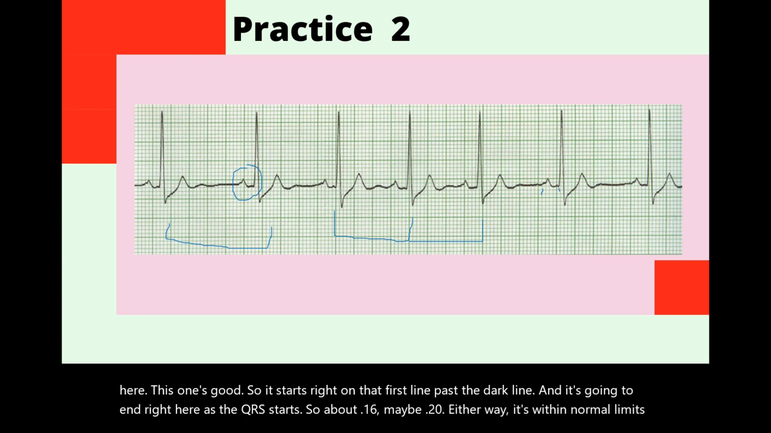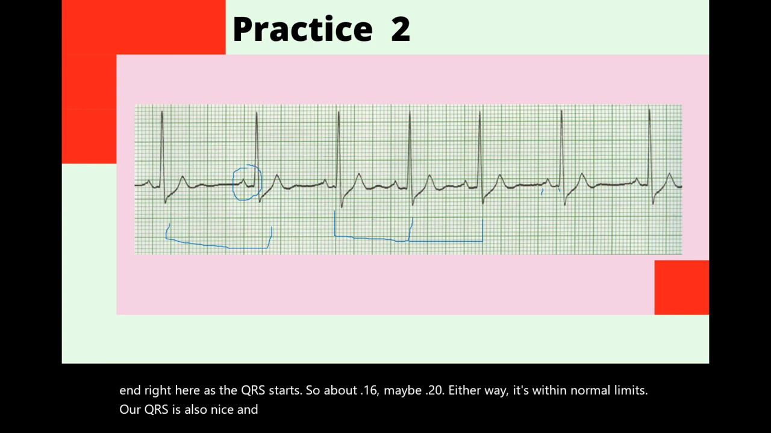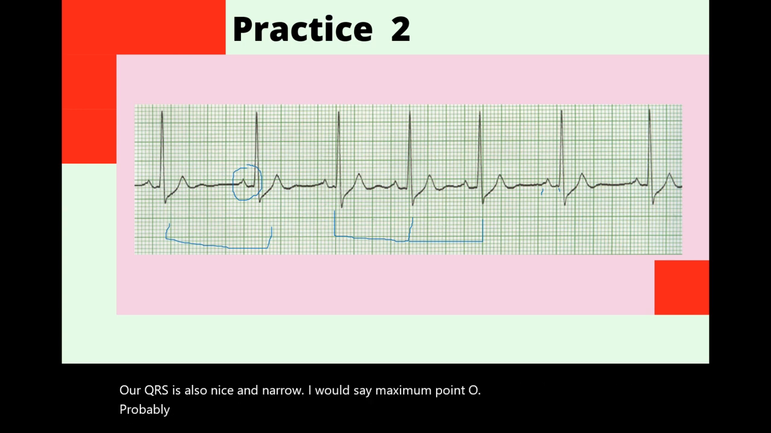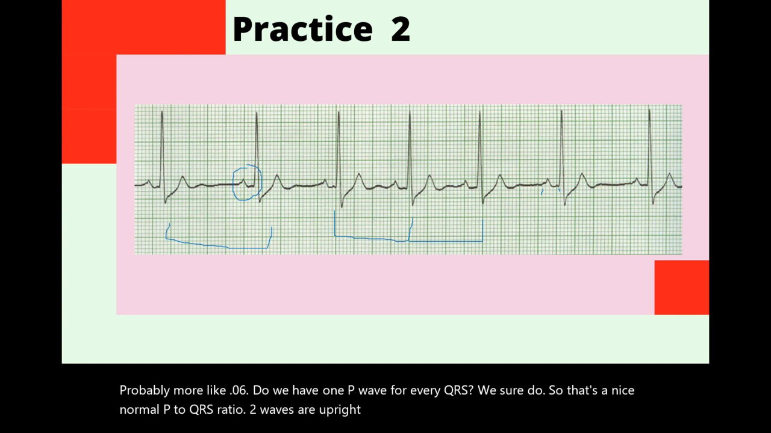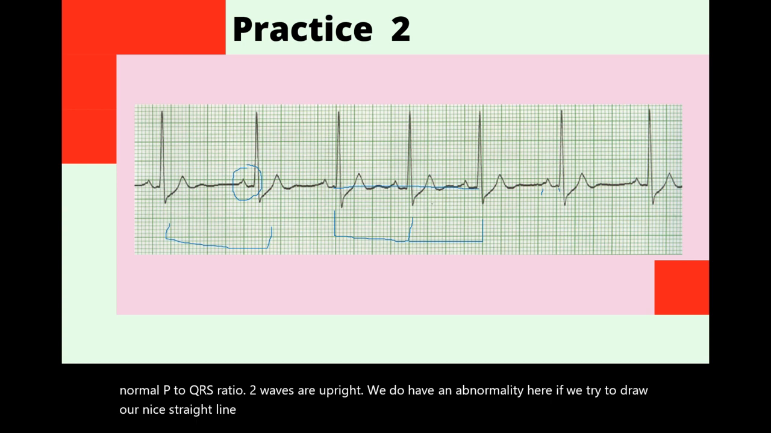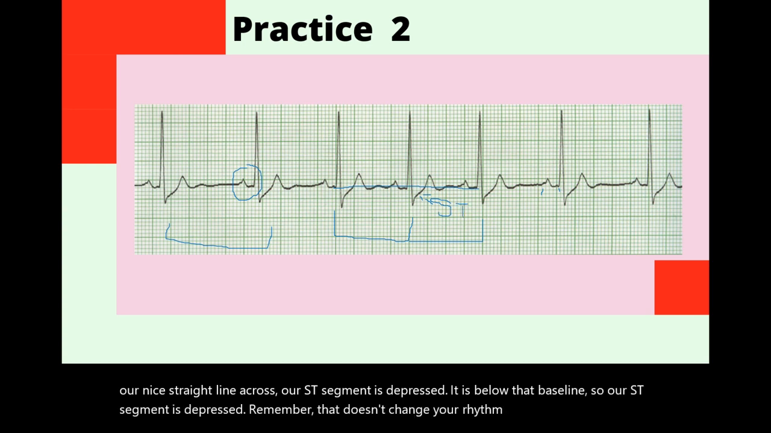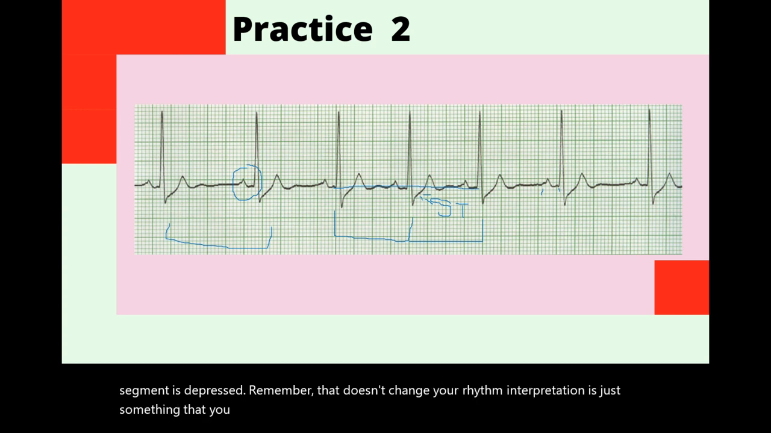Our QRS is also nice and narrow. I would say maximum 0.08, probably more like 0.06. Do we have one P wave for every QRS? We sure do. So that's a nice normal P to QRS ratio. T waves are upright. We do have an abnormality here. If we try to draw our nice straight line across, our ST segment is depressed. It is below that baseline. Remember, that doesn't change your rhythm interpretation. It's just something that you add on to your interpretation after the fact.